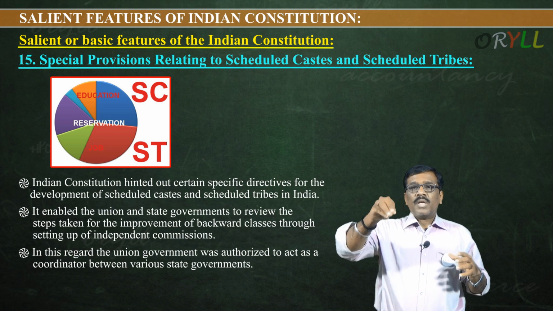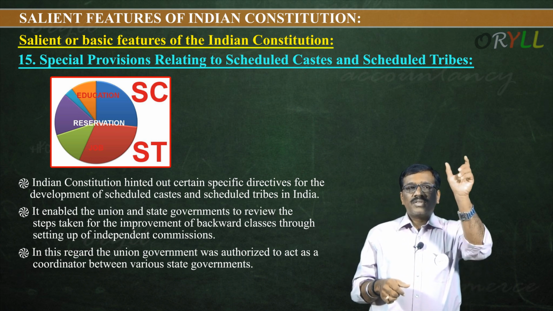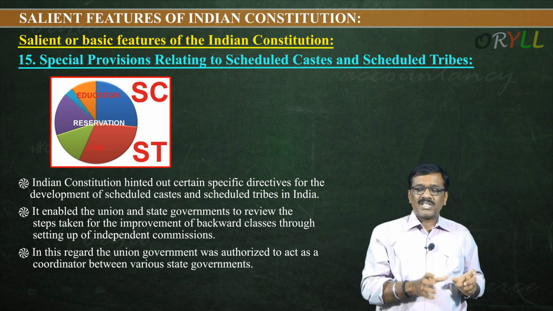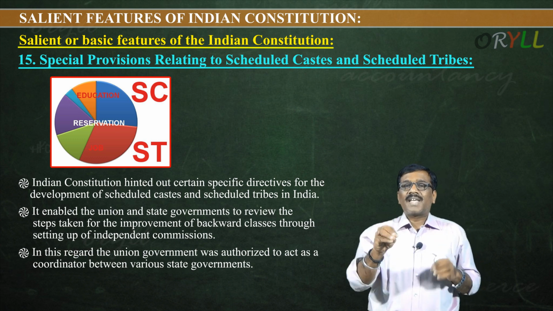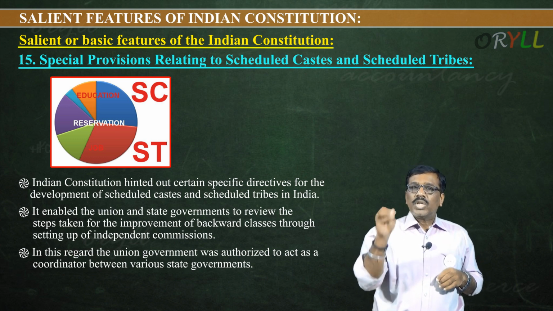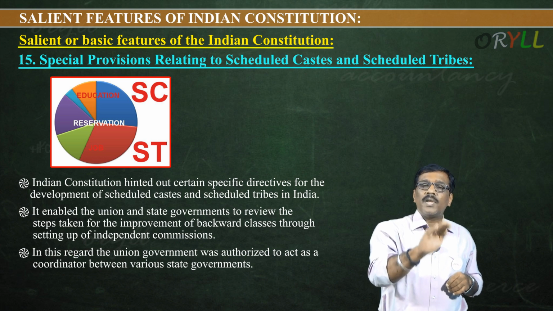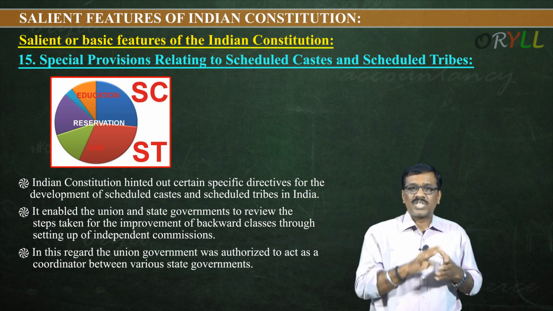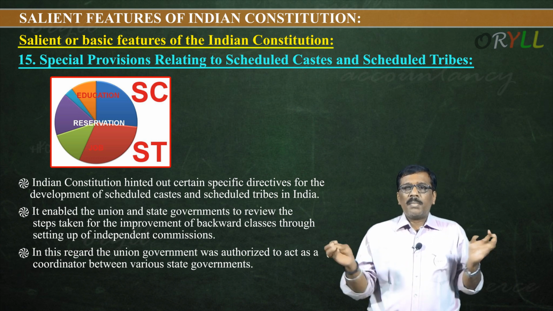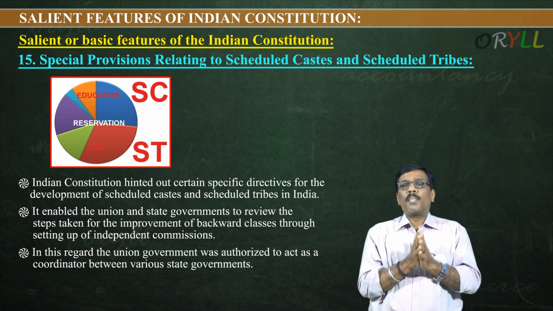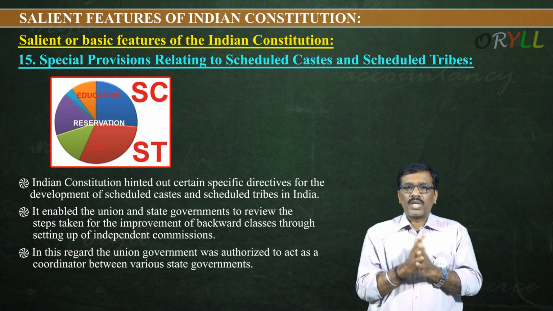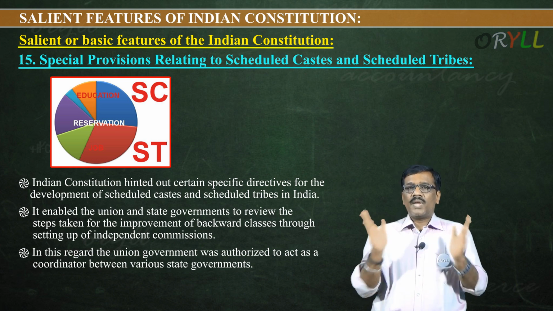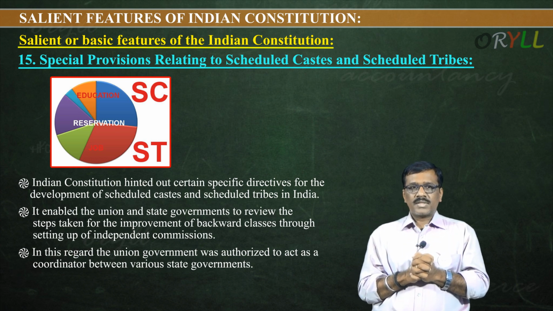For example, if the central government enlists certain castes as scheduled castes, that caste may be scheduled in one state but may not be scheduled in another state. So it is related to that particular state. So in order to coordinate between various state governments, the union government will take care and is authorized to act as a coordinator between various state governments. That is all about these provisions.